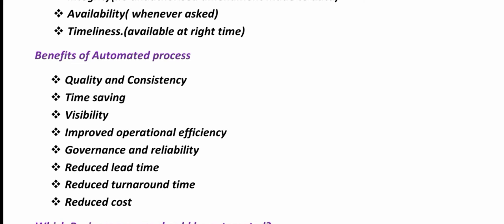Now coming to governance and reliability. When the accounting and those systems are automated, we can rely on the amounts calculated by the systems and the software. Now coming to reduced lead times. In a manual process, it takes 4 months to fulfill our customers' orders. After automating the process in our organization, it takes just 1.5 months to fulfill the customer's order. This is the benefit of reduced lead time.